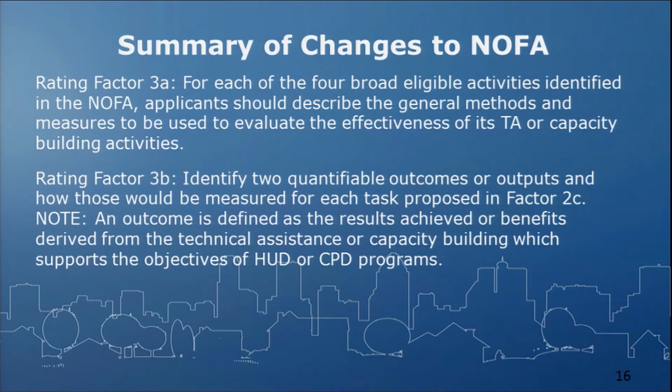For rating factor 3B, HUD is looking to see the quantifiable outcomes or outputs and how those would be measured for each task proposed in factor 2C. Again, an outcome is defined as the results achieved or benefits derived from the technical assistance or capacity building which supports the objectives of HUD or CPD programs.